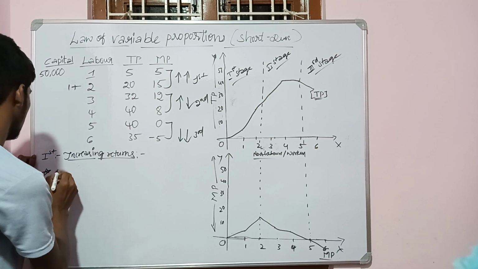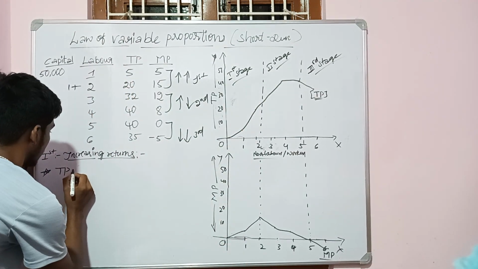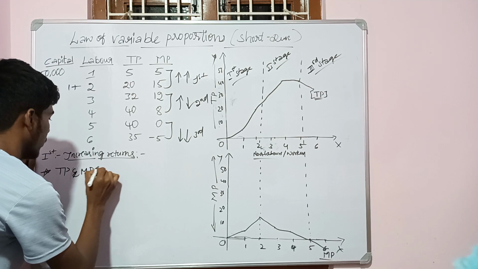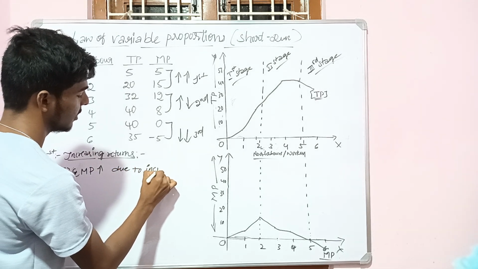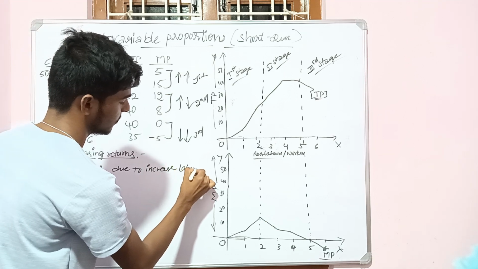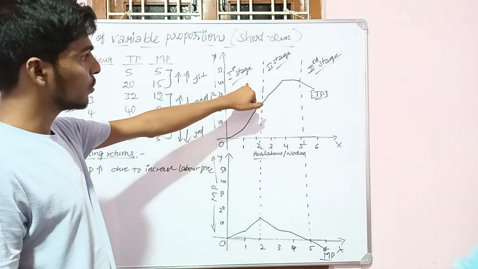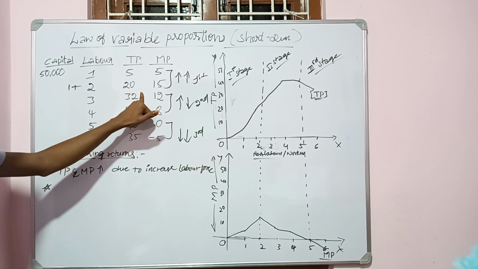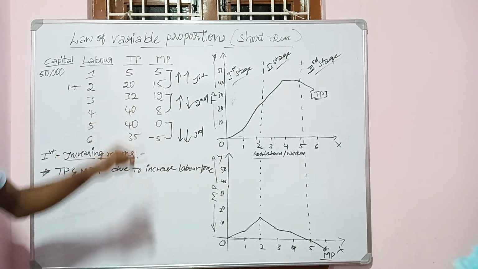First one, total product is increasing and marginal product also increasing. Total product and marginal product increases due to increase in labor force. The total product increases due to increase in variable factors such as labor, which leads to increase in output of the total production, and marginal product also increases in the first stage due to better utilization of resources.